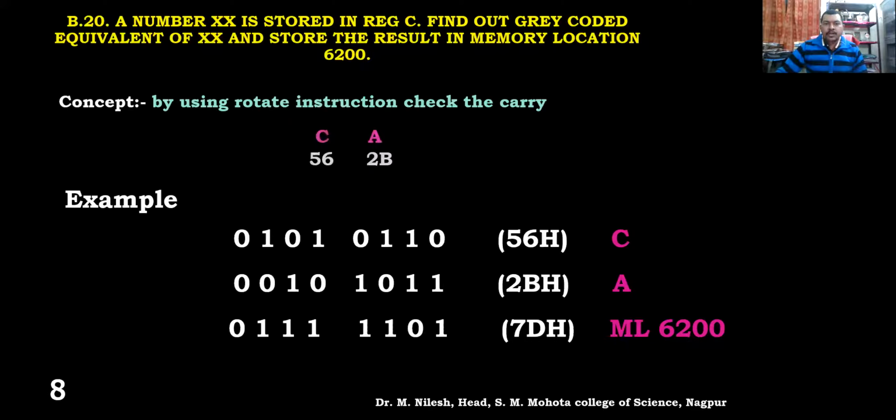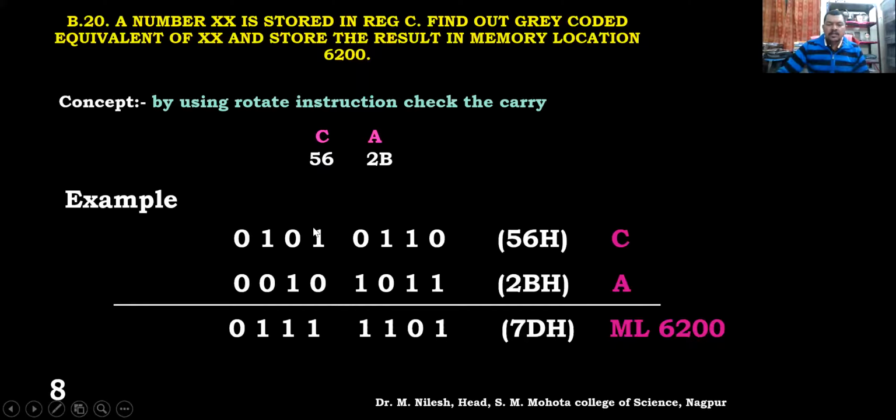For the concept of rotation, we put the data in register C, say 56, and move that data to the accumulator, and then shift it to the right. So it will become 2B. For example, it is shown here that 56 is written like this. The binary code of 56 is 0101 0110. This is what we put in register C, and when we shift it to the right, the number becomes 0010 1011.